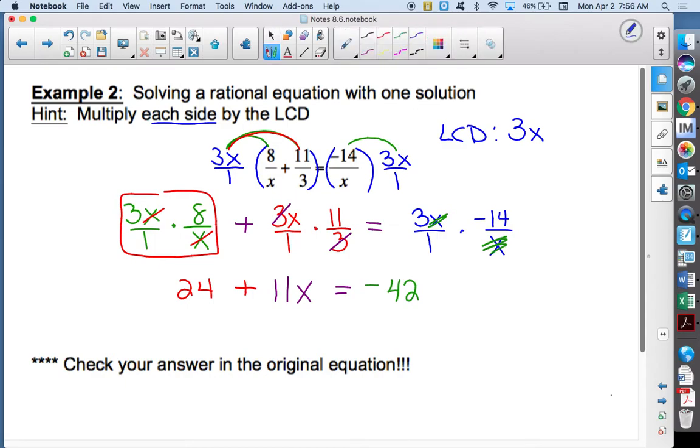We can get all the x's on one side, the numbers on the other, so we would have to subtract 24, which gives us a negative 66. And then when you divide by 11, you get negative 6.